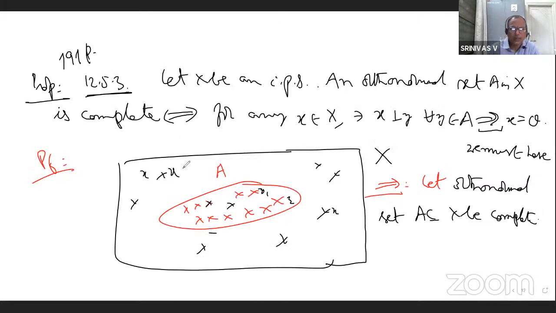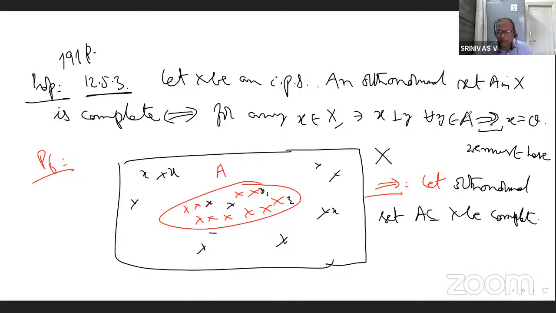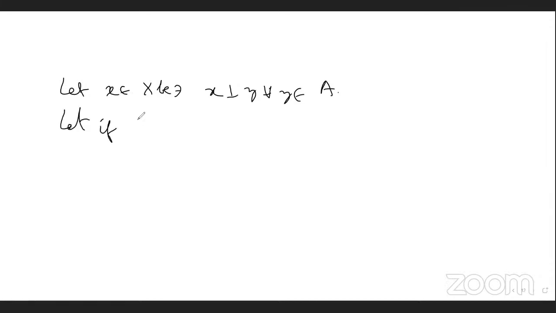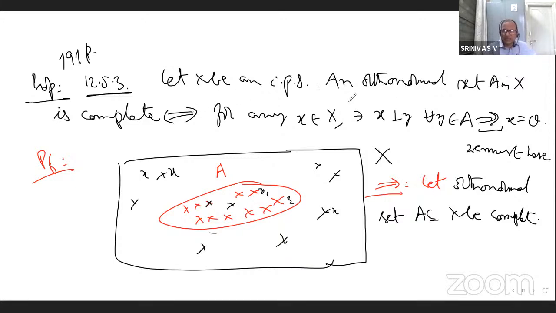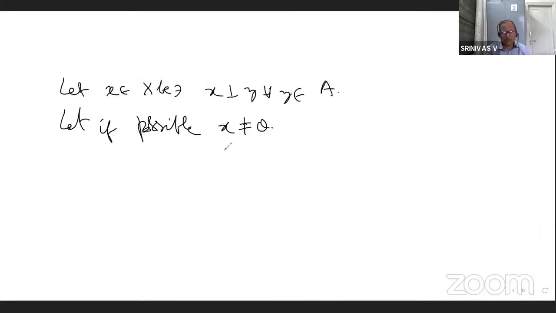Okay, yeah. Let x belong to capital X be such that x is orthogonal to y for all y belonging to capital A. You assume this. You assume from here to here, but you assume the conclusion is false. Okay, so let, if possible, x be not 0 vector. The completeness of capital A and this one together give this. So let us assume that capital A is complete, and then let us assume this also, and let us derive this. But let us start with the negation of this. So I am starting with the negation.